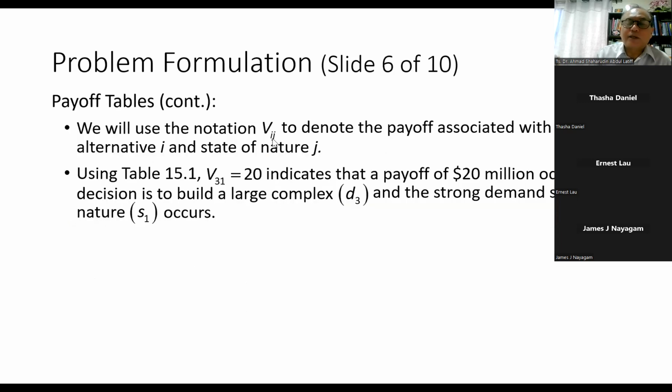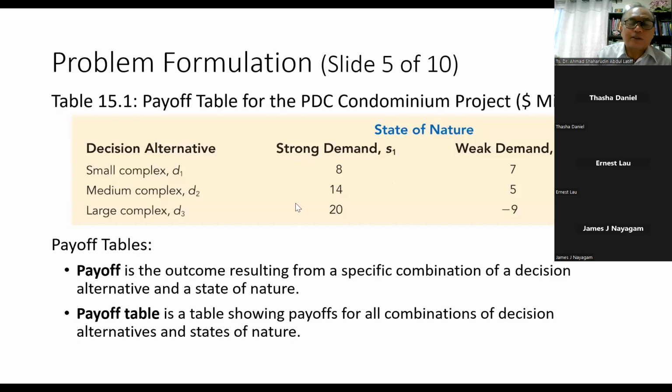We will use the notation Vij to denote the payoff associated with decision i and demand j. For example, V31 is decision alternative 3, which is to produce 90 condominiums, with strong demand, and it gives a payoff of 20 million. So you can see here D, i, and j.